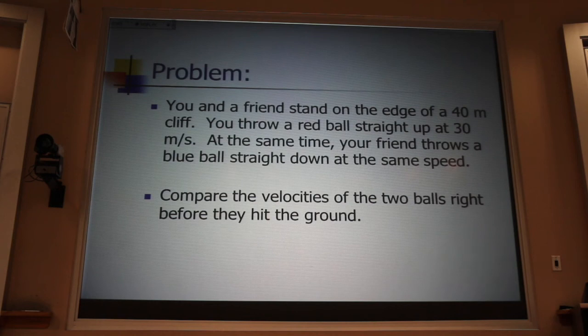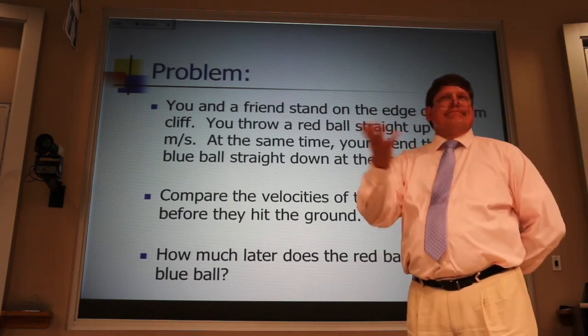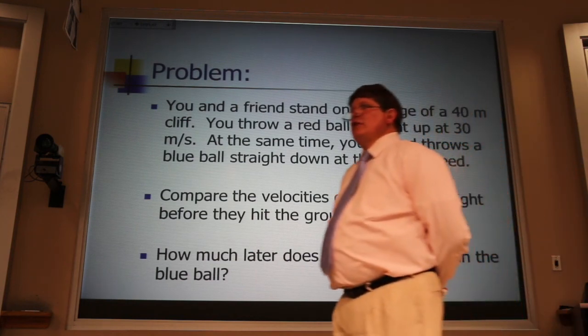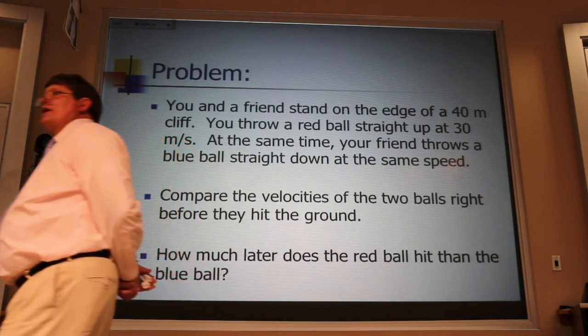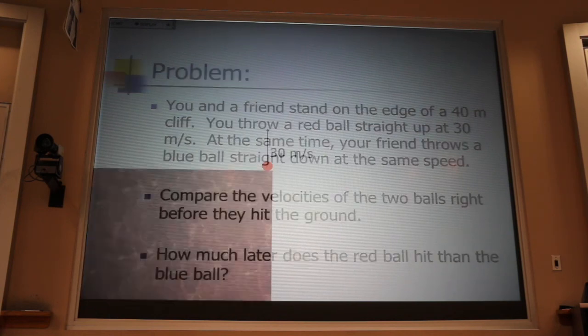Second of all, the red one is obviously going to hit the bottom of the cliff after the blue one. How many seconds after? With your neighbor. See if you can do that in your head. This is not something you would calculate. You would do it in your head. Okay, since we only have 2 minutes, I just noticed the time. Since we only have 2 minutes, let's do it together.